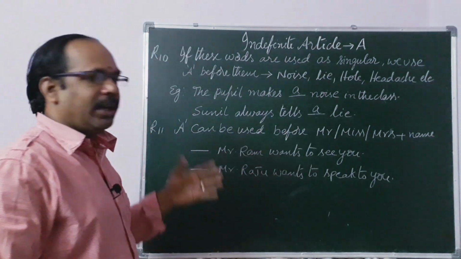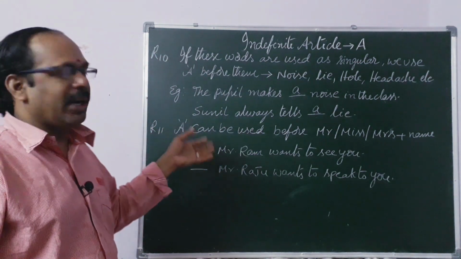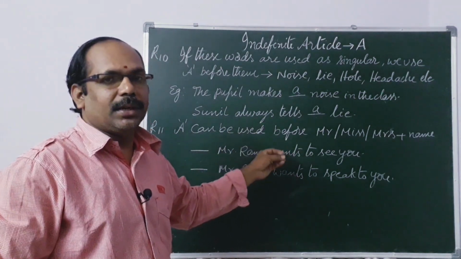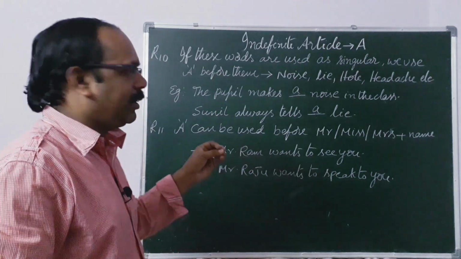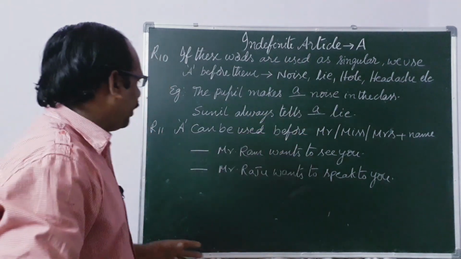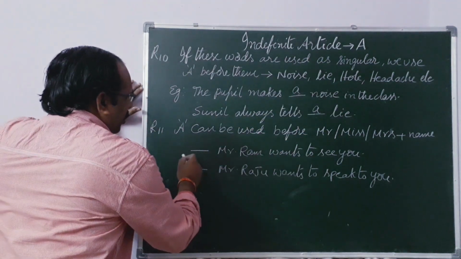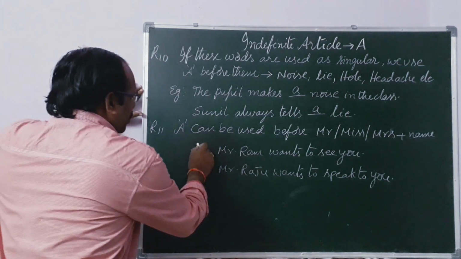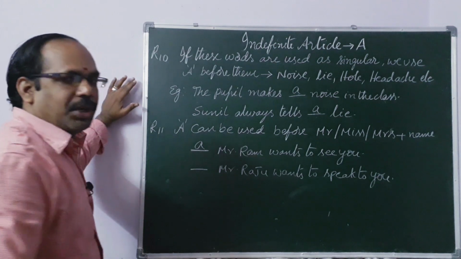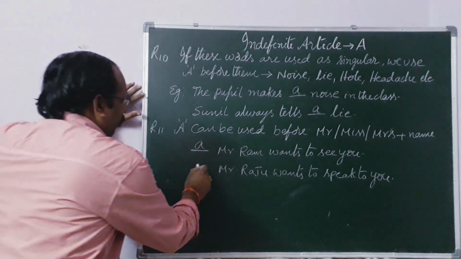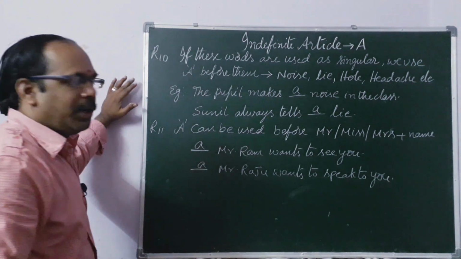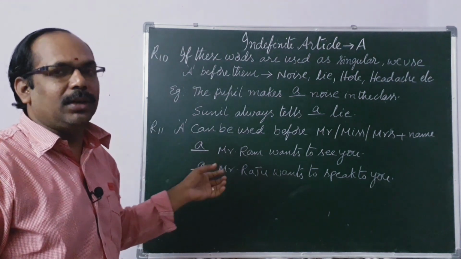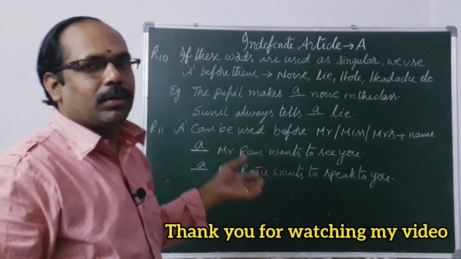The next rule is, a also can be used before Mr., Miss and Mistress plus name. Here we have to write a Mr. Ram wants to speak to you. A Mr. Raju wants to speak to you. In telephone conversations, we can use a before a proper noun or proper name.